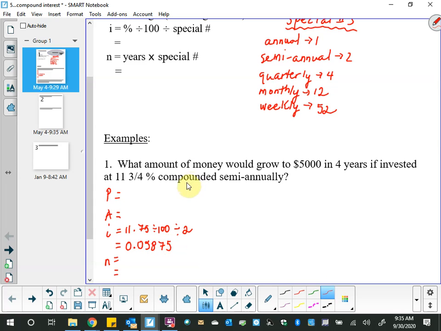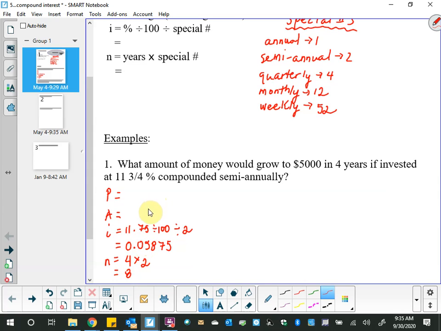And then n is the number of years times the exact same special number. So you're going to put this money in, however much it is, for 4 years, and you're getting money twice a year, so you're actually going to times that by the special number for a grand total of 8.